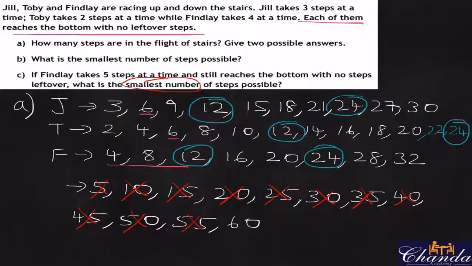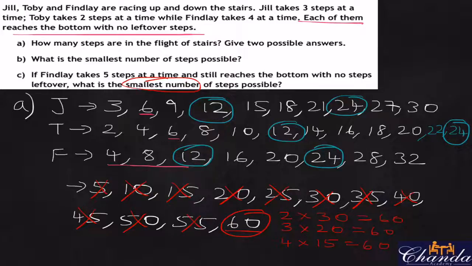60, on the other hand, comes up for the 2's, because 2 times 30 is 60. 60 comes up for 3's as well, because 3 times 20 is 60. Forgot the 0 there. And then finally, 4 also comes up because 4 times 15 is also 60. So 60 is the smallest number of steps possible if Finley was to take 5 steps at a time and still reach the bottom with no steps left over.